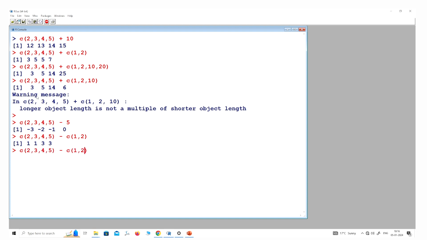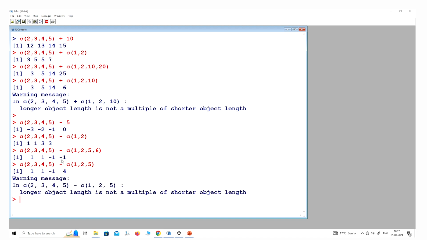And similarly, if I take a data vector of size 4, then you can see here the respective positions are subtracted and we have this type of answer. And if I make the number of elements in the second data vector not an exact multiple of the first data vector length, then it will give me a warning message, and the outcome will be like this, right.